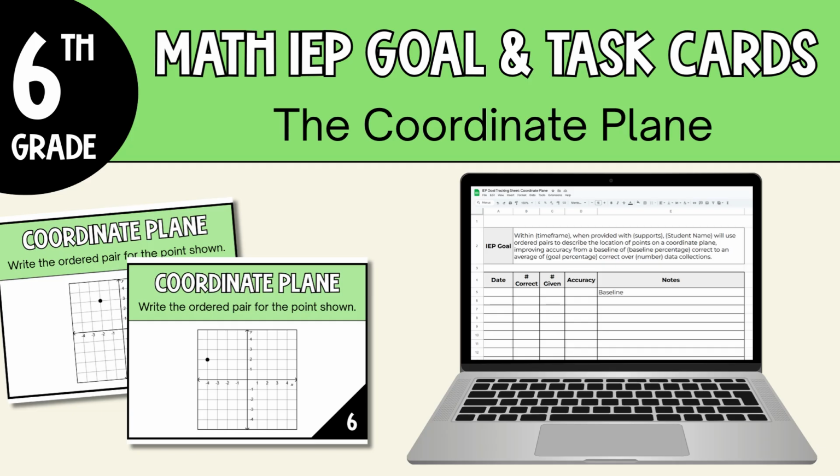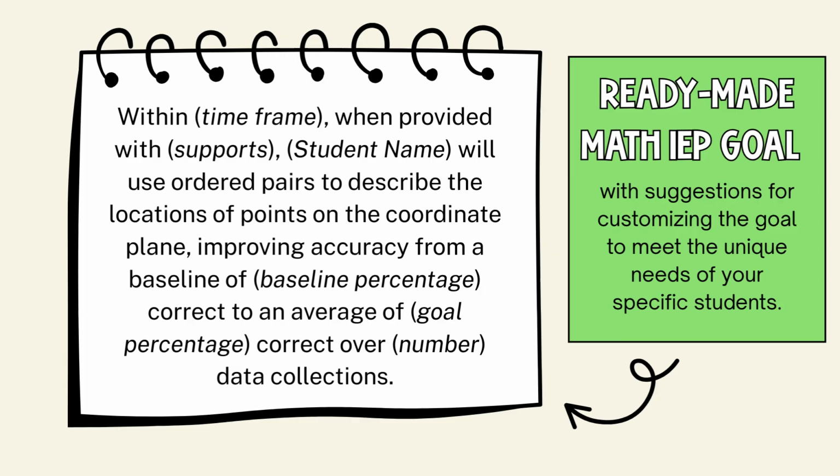Come take a look at one of my IEP goal and task card sets. This set is designed especially for 6th graders who are learning to use ordered pairs to describe the locations of points on a coordinate plane. This game-changing resource includes a ready-made IEP goal, along with suggestions for customizing the goal to meet the specific needs of your student.